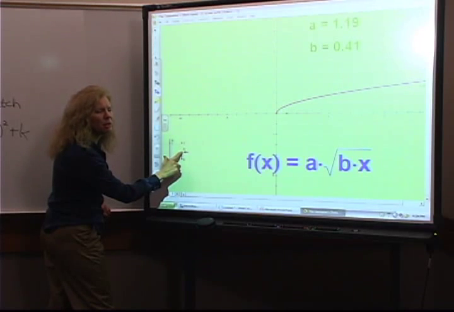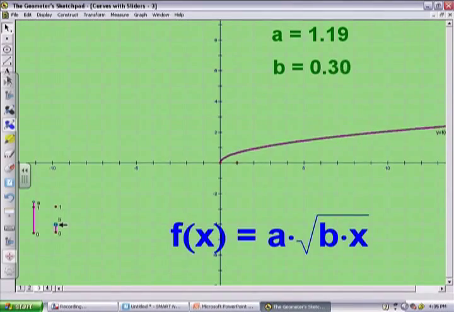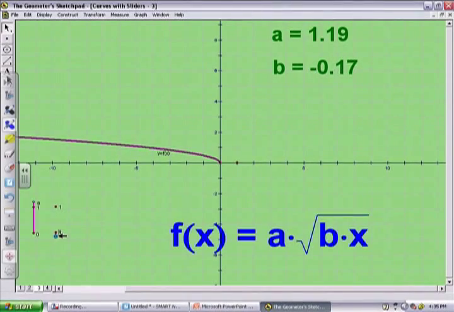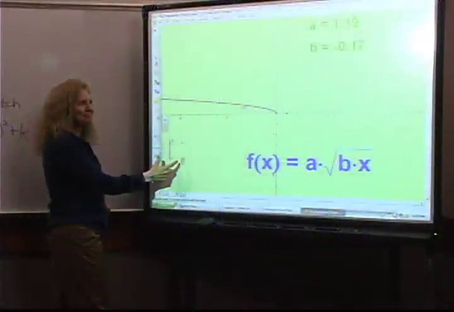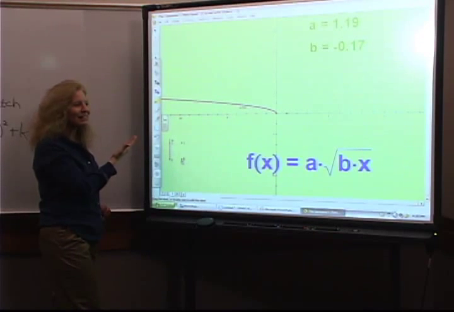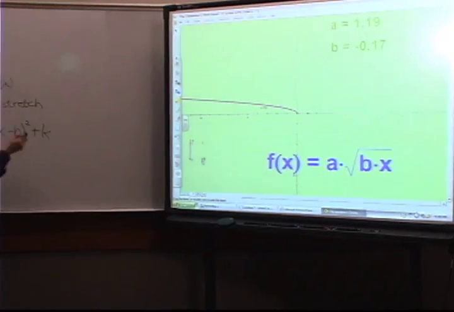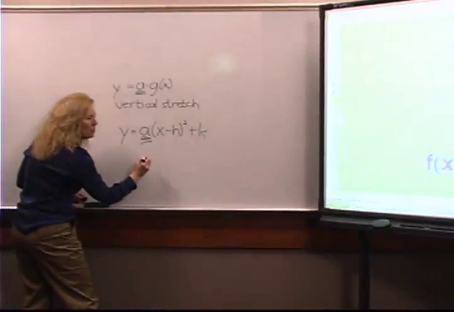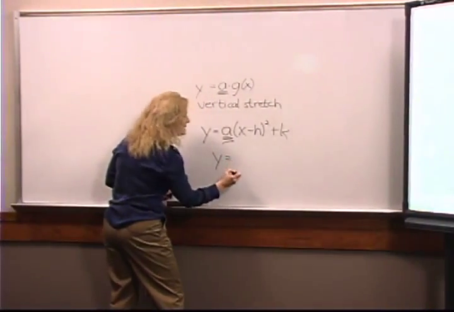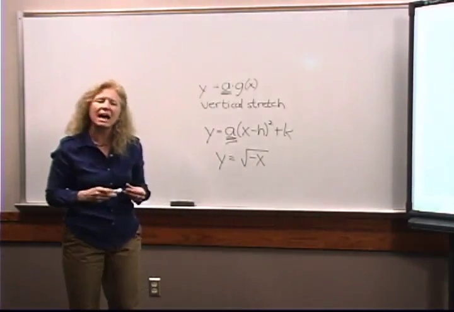I know that's a little bit hard to see, but watch here. This is what's really cool about the b. Watch what happens, this is the first time we've talked about it, when b goes negative. Why did it come over here? What the heck? But you see, here's why. I don't want to deal with a negative 0.17, so what if I say y equals the square root of negative 1 times x?